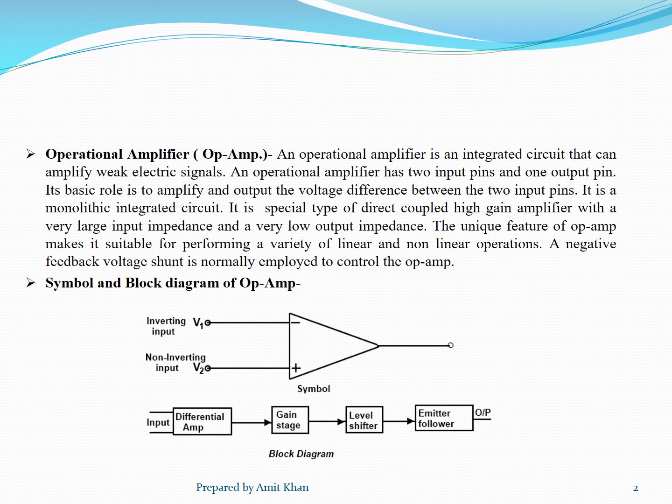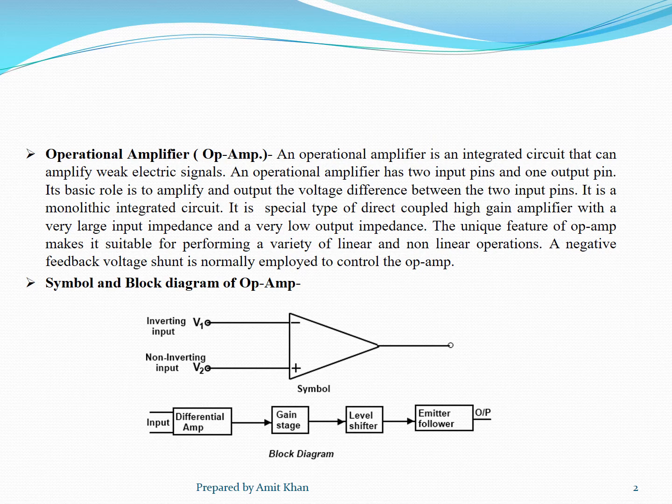So at first we will know about what is an operational amplifier, that is op-amp. An op-amp is an integrated circuit that can amplify weak signals. It has two input pins and one output pin. Its basic role is to amplify and output the voltage difference between the two input pins. It is a monolithic integrated circuit.